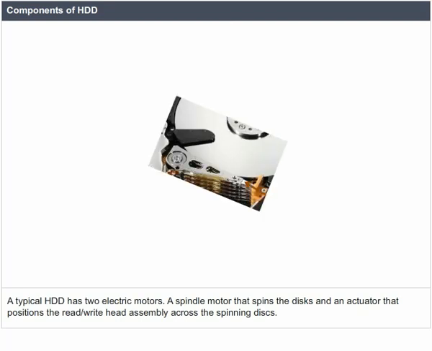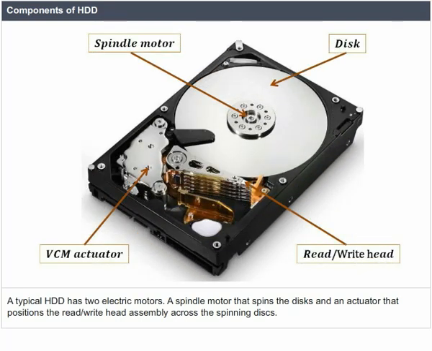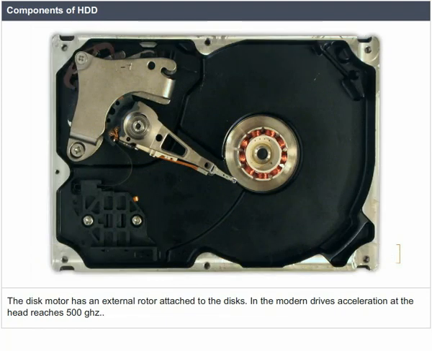A typical HDD has two electric motors, a spindle motor that spins the disks and an actuator that positions the read-write head assembly across the spinning disks. The disk motor has an external rotor attached to the disks. In the modern drives, acceleration at the head reaches 500 GHz.